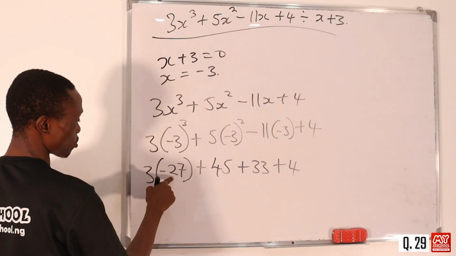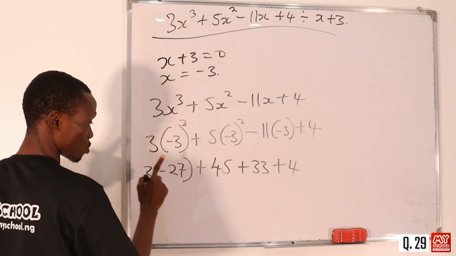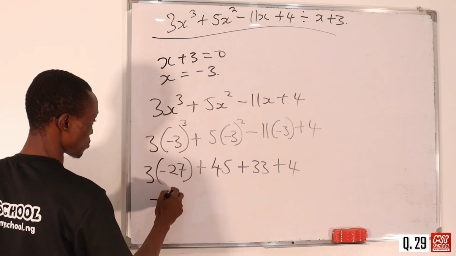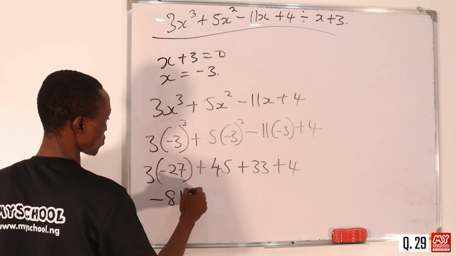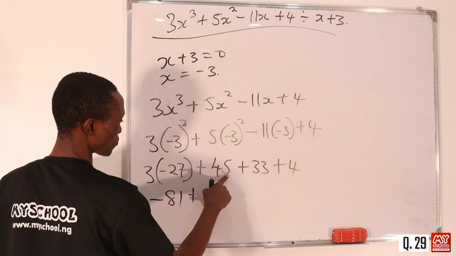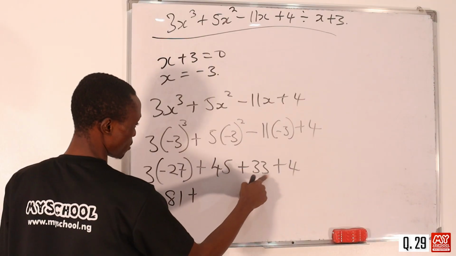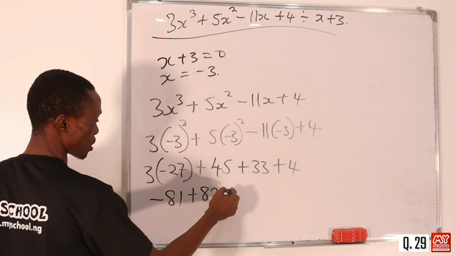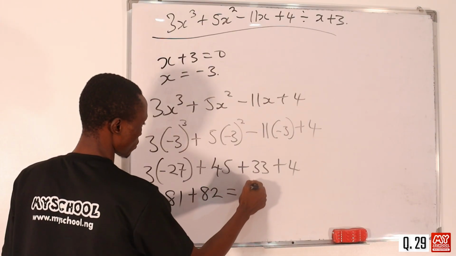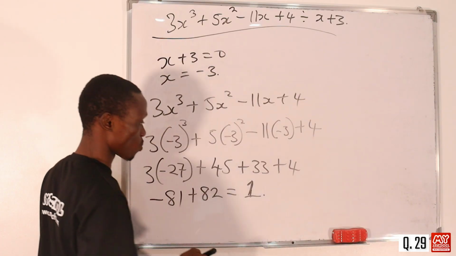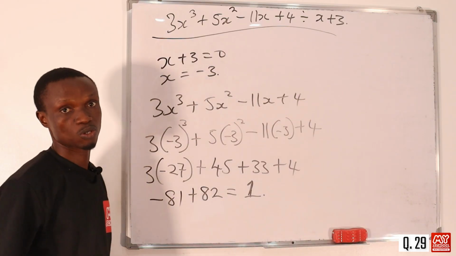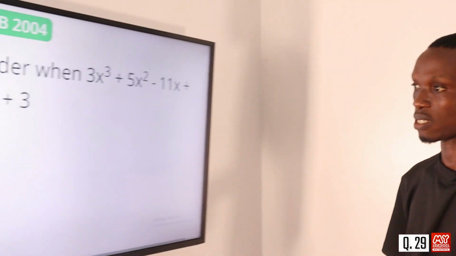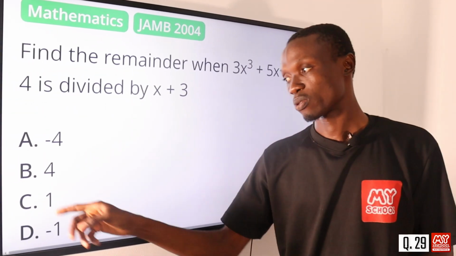So if we use 3 to multiply minus 27, that will be equals to minus 81. Then plus, now if we add 45 plus 33 plus 4, that will be equals to 82. So if we subtract, here we'll be having 1. So the remainder is equals to 1. So let's return back to the screen to pick the correct answer to this question, and that is option C, 1.